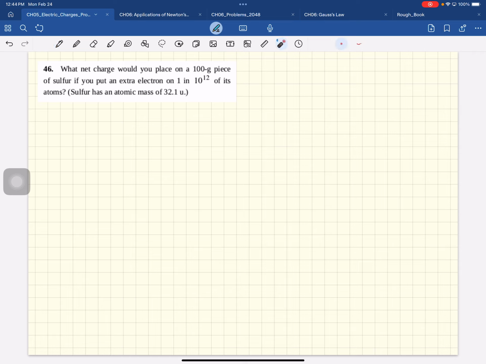So this problem says, what net charge would you place on a 100-gram piece of sulfur if you put an extra electron on 1 in a trillion of its atoms? All right, so the first thing you have to do is find out in a 100-gram piece of sulfur how many atoms you have. And for every trillionth atom, you're going to put an extra electron.